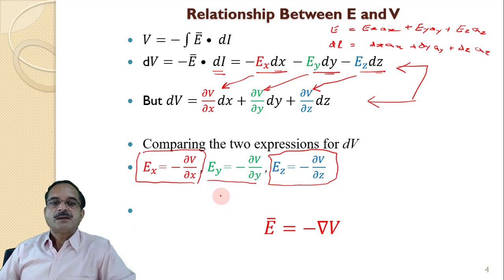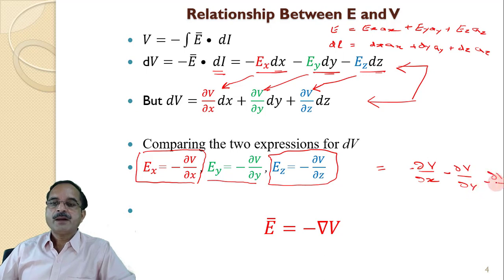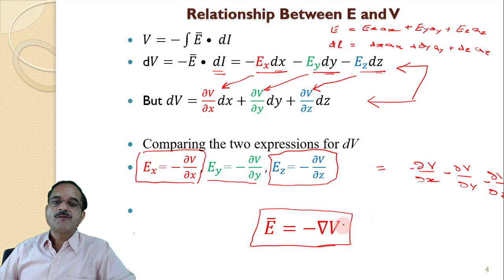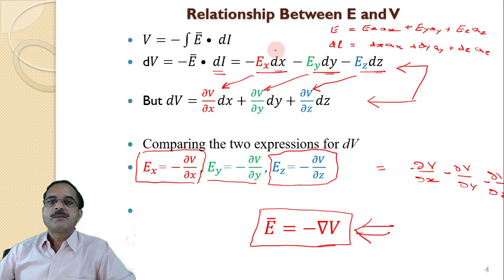And this is nothing but gradient of V. If I add all these three components, minus dV by dx, minus dV by dy, minus dV by dz, this is nothing but gradient of V. So we can say the electric field intensity is nothing but negative gradient of V. So this is the relationship between electric field intensity E and electric potential V.